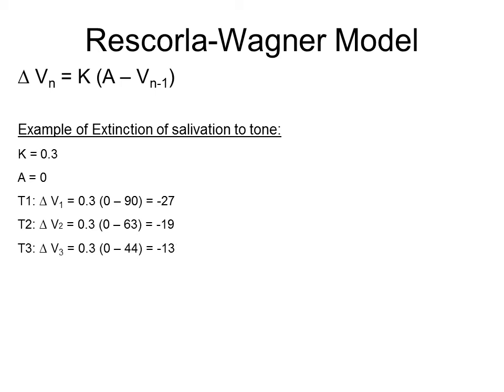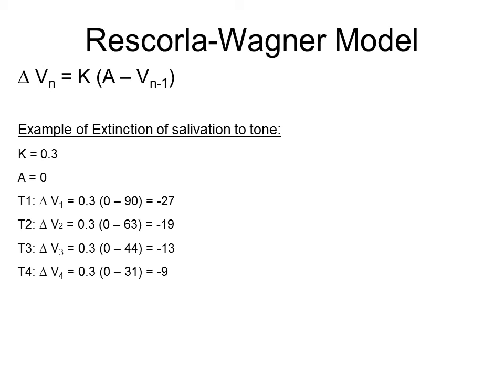Moving on to trial 3, delta V3 is equal to the salience of 0.3 times 0 minus 44. 44 represents the cumulative strength up through the previous trial. That is 90 minus 27 minus 19, and of course that results in the cumulative strength of 44. 0 minus 44 is negative 44 times 0.3, and that gives us minus 13. We have lost on trial 3 an additional 13 associative units.